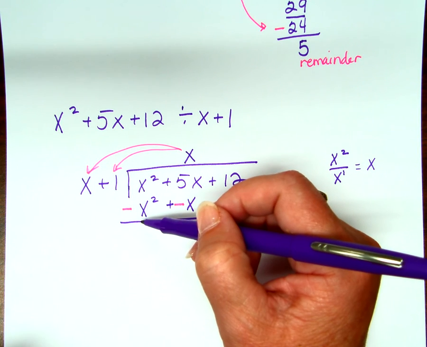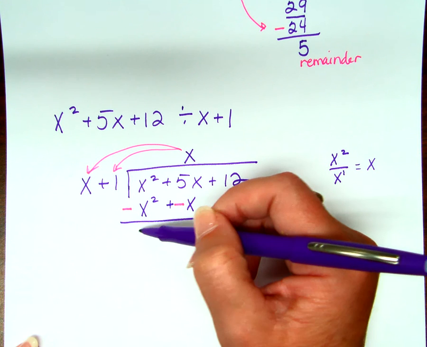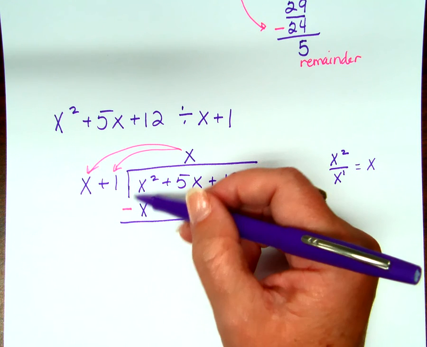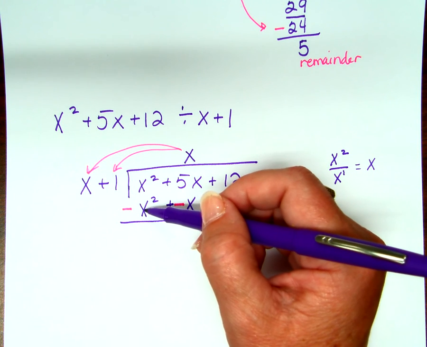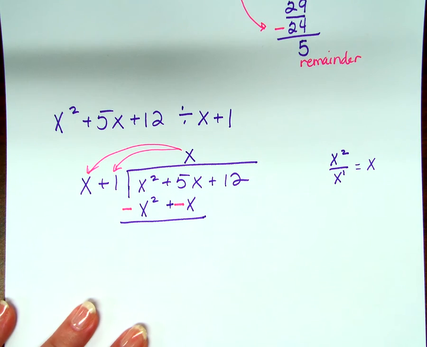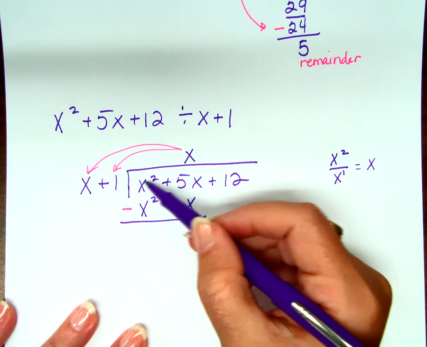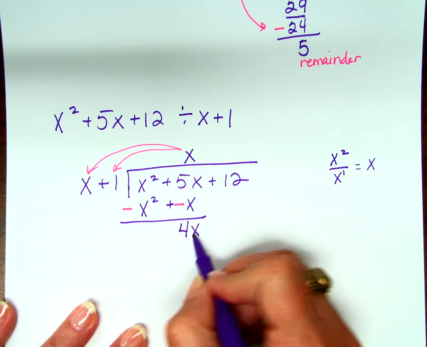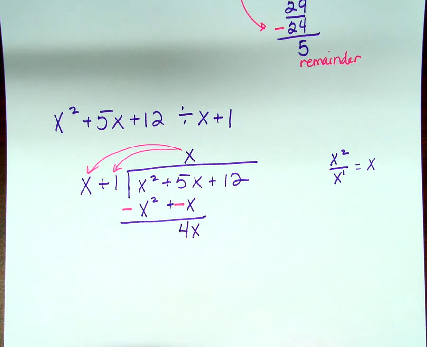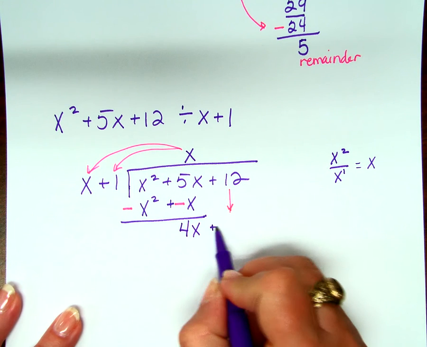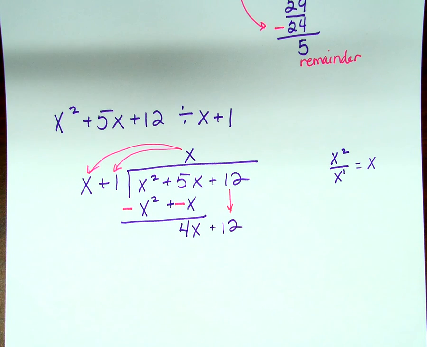Okay, so here's the thing. If you get anything else besides 0 here, you have done something wrong, because the whole purpose is for us to get 0 right here. Okay, so that's a clue for you right there. This will always be 0 unless you've done something not quite correct. Okay? So this is 0. What's this? 4x. What do you think we should do next? Drop down the 12. Plus 12. And guess what we do now?